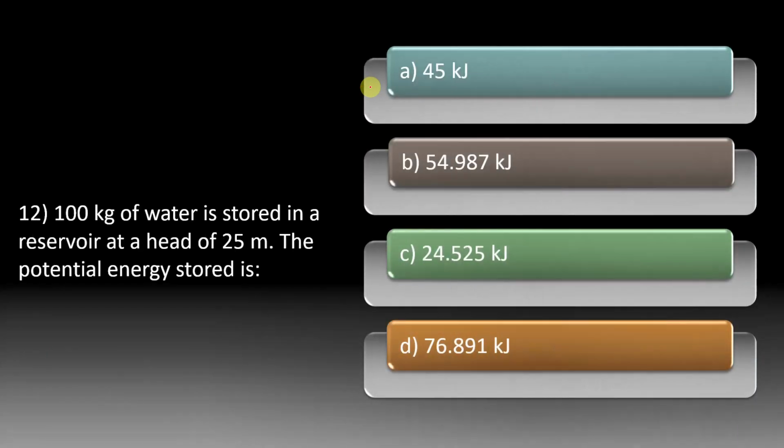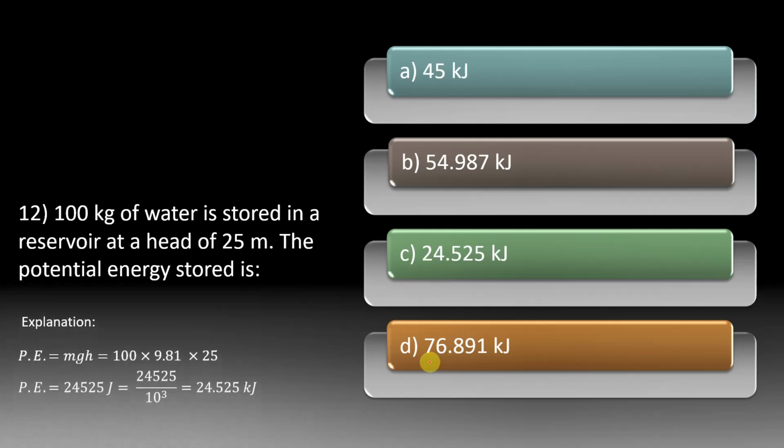Now, 100 kg of water is stored in a reservoir at a head of 25 meter. We have to find out the value of potential energy. The options are 45 kilojoule, 54.987 kilojoule, 24.525 kilojoule, and 76.891 kilojoule. We know that potential energy is given by mgh, where m is the mass, given as 100 kg. g is the gravitational acceleration, 9.81 meter per second square, and h is the head, given as 25 meter in the example.